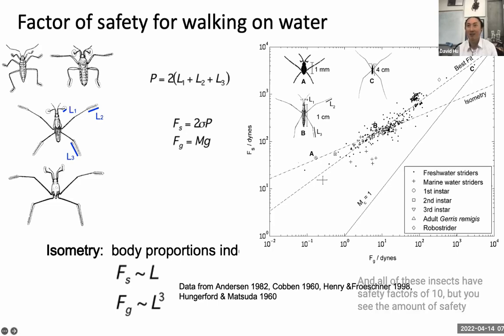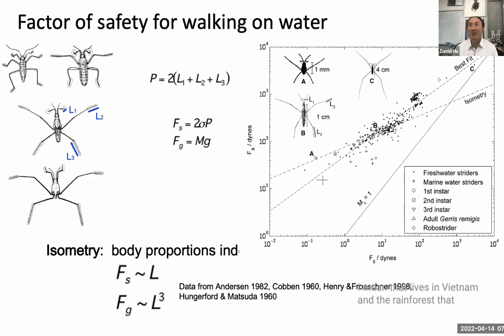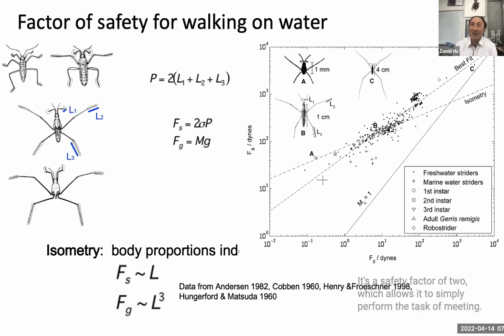All of these insects have safety factors of 10, but you see the safety factor starts decreasing as you increase in size. The smallest safety factor is that point on the top right, which I've drawn in the inset here. That's this giant Vietnamese water strider. Seriously, there's an insect that lives in the rainforest in Vietnam with a body that's 4 centimeters, so that's 4 times as big in body length. And its legs, which you can see in one of the pictures from one of these books that document it, are almost as tall as my head. So that insect is really playing with fire. It has a safety factor of 2, which allows it to simply perform the task of mating. But otherwise, it has really pushed the limits.